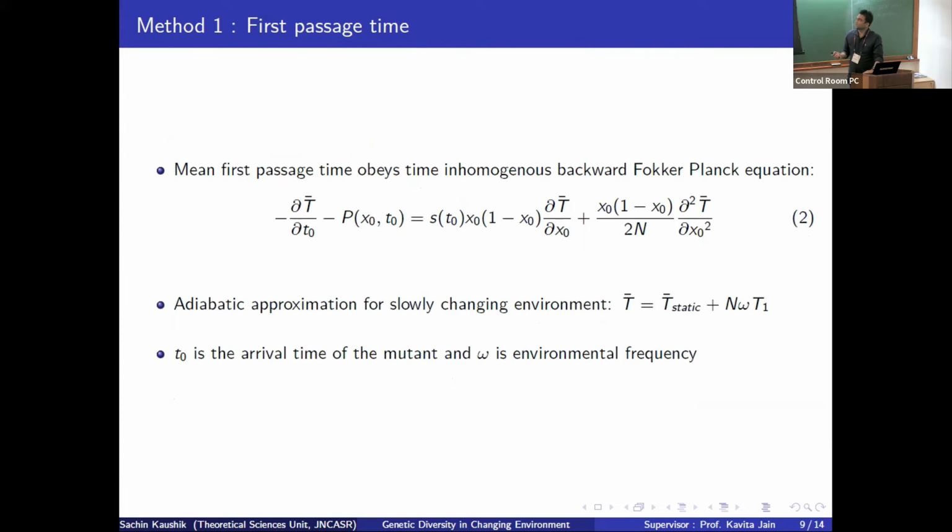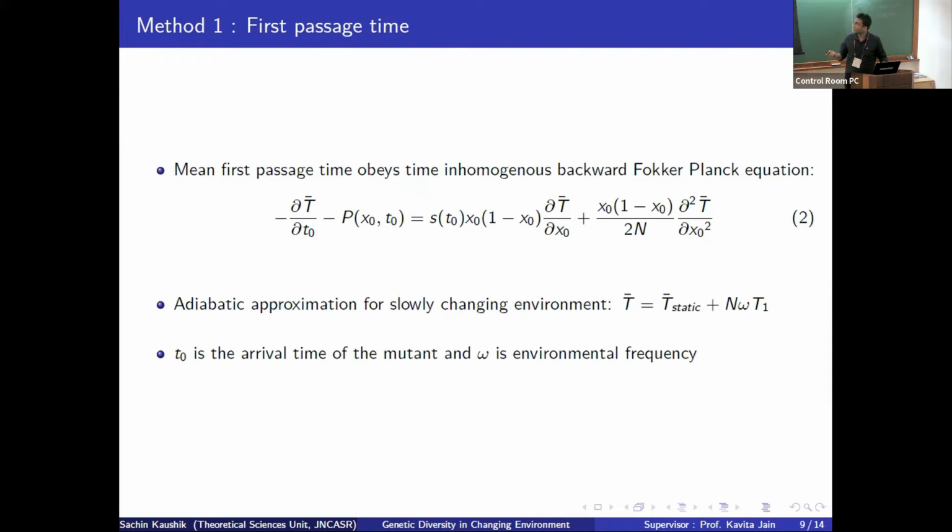Now in a slowly changing environment, what we can do is use the adiabatic approximation, and we can use perturbation theory, in the sense that we'll write down the mean first passage time as an unperturbed one and the first order correction in it, with omega, which is the rate at which the environment is changing, being the smallest parameter.